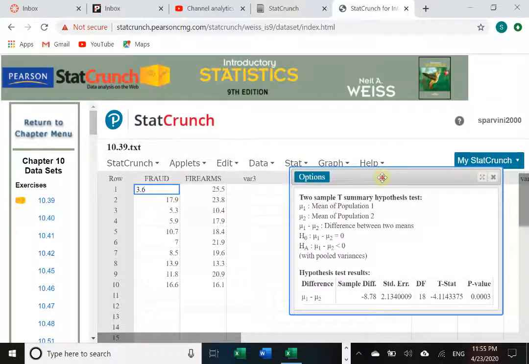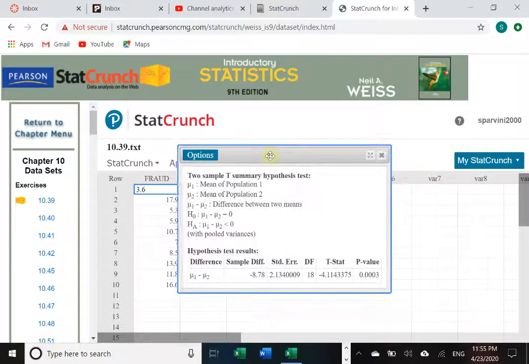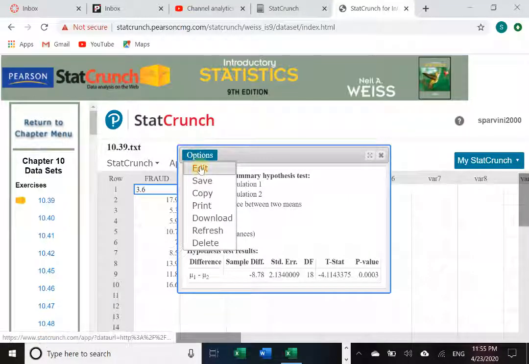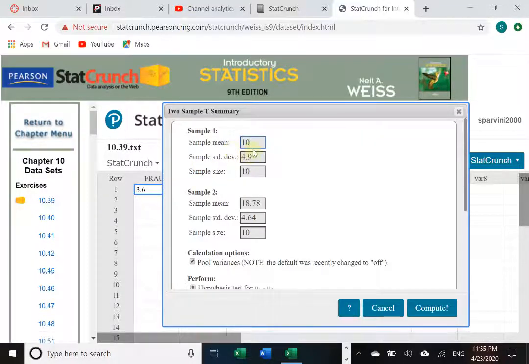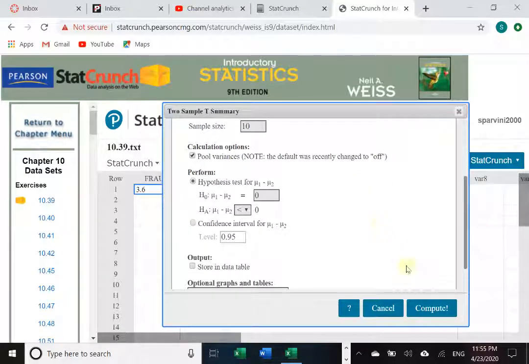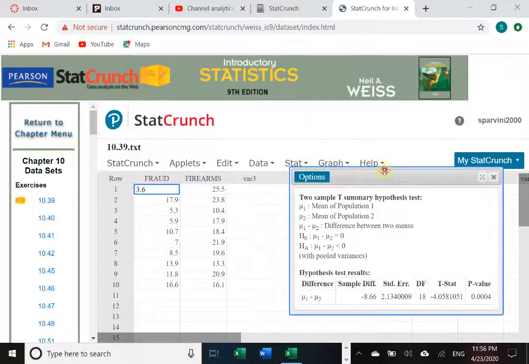And there you go. Let's see, what did I do wrong? I did something wrong here. Sorry, folks. Let me go options, edit, sample mean. I didn't put the right sample mean. It was 10.12. Sorry about that. 10.12, 4.9, and then 18.78, 4.64. Those are right. Everything else is good. Compute, and now that's better.